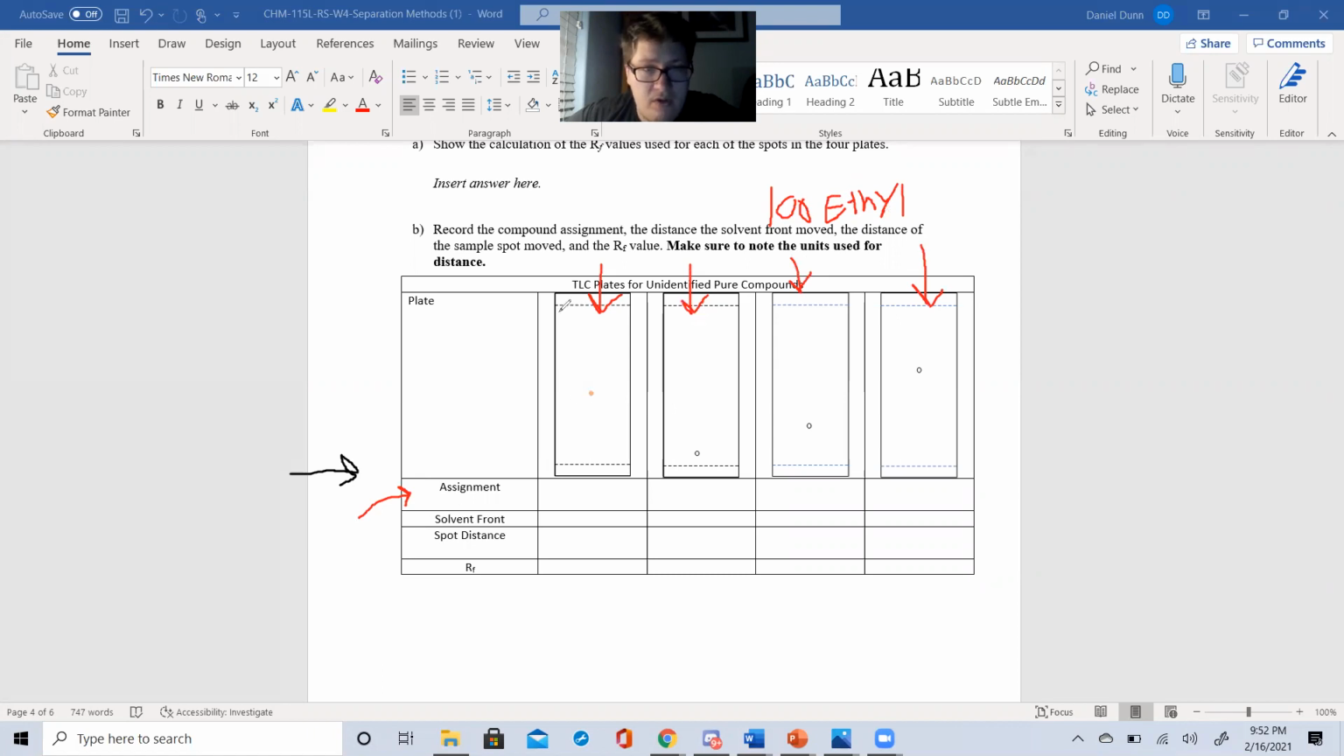The solvent front, you give us any number. I measured out my ruler, it was 4 centimeters, but if you want to make it 1 centimeter, go ahead. Spot distance. Spot distance, you're just going to put 0 because that's the line right there. The first line is 0.